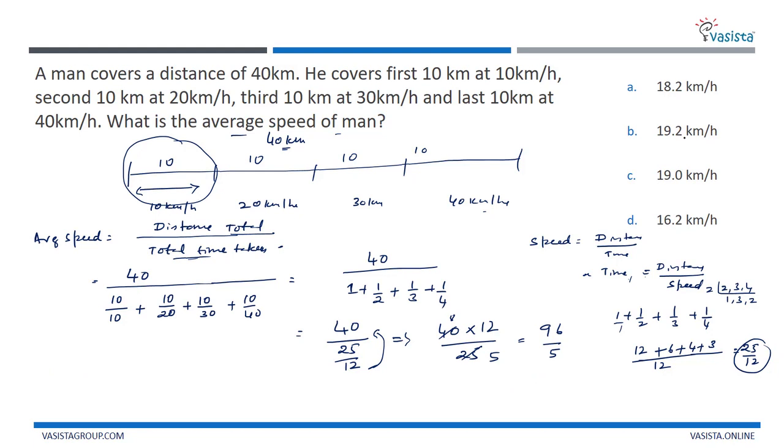The answer they have given is in terms of decimal, so divide that. 96 by 5. 5 1s are 5, 4, I will bring down 6, 5 9s are 45, 1, I will put a decimal point here, so that I can bring down 0, 5 2s are 10. So the answer is 19.2 kilometers per hour. The answer is B.